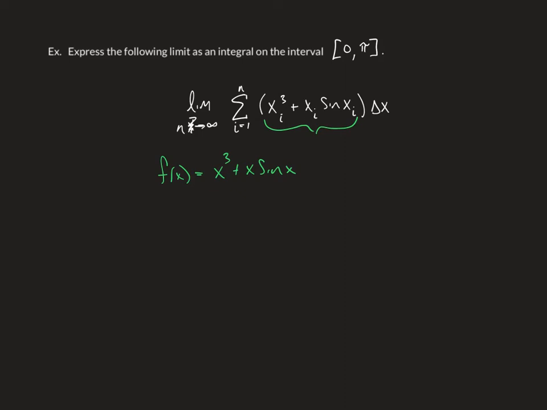And it looks like I'm trying to evaluate it over this domain from 0 to pi. So what I'm going to do is I'm going to say that this would be the integral from 0 to pi of x cubed plus x sine of x. And that's a little sloppy. Let me rewrite that. Sine of x.